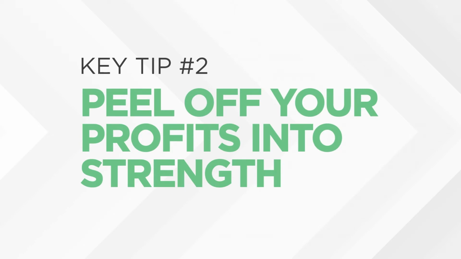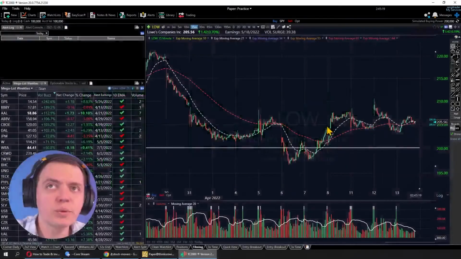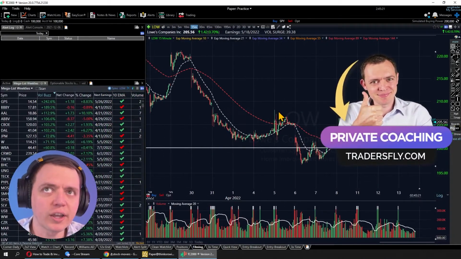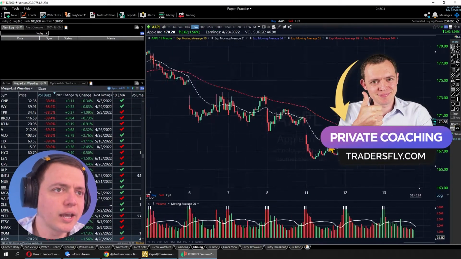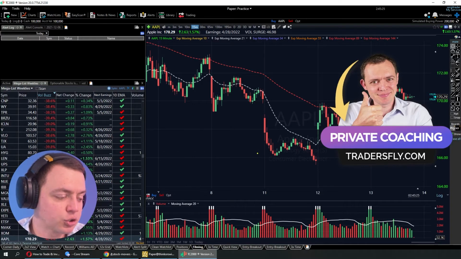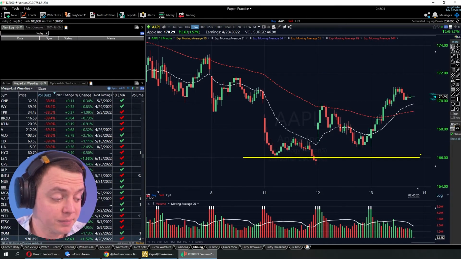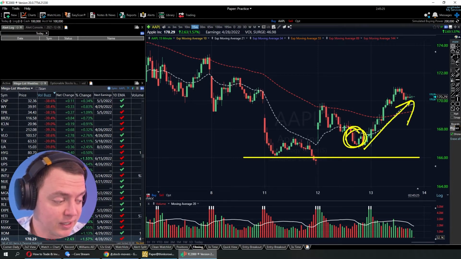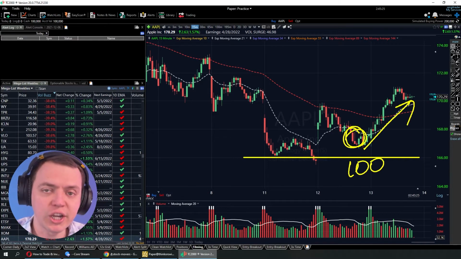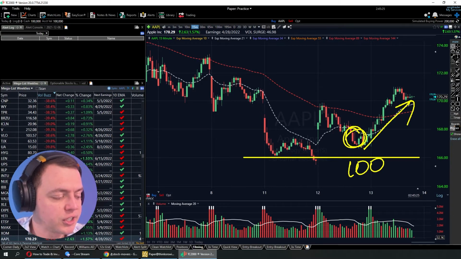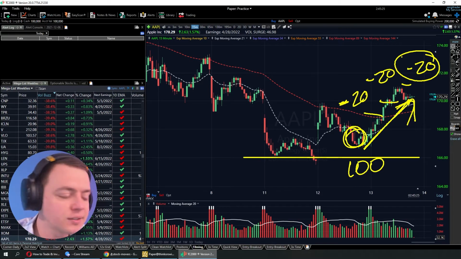A lot of people do not do this. If we're looking to do any kind of trading, we want to peel things off into strength. Let's say I'm looking at Apple here, and you bought the stock somewhere over here. As the stock continues to head higher, even if you're just dealing with shares, you might take off 20 shares, then another 20 shares into profit, and then another 20 shares, and then leave the rest riding until you're comfortable to take it off.